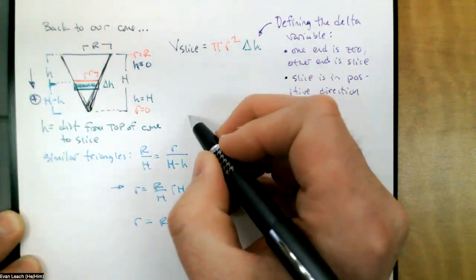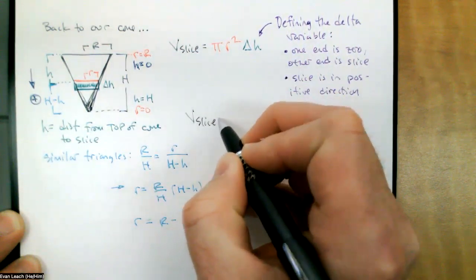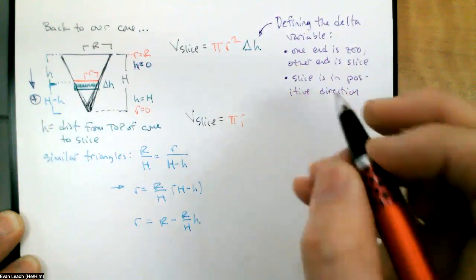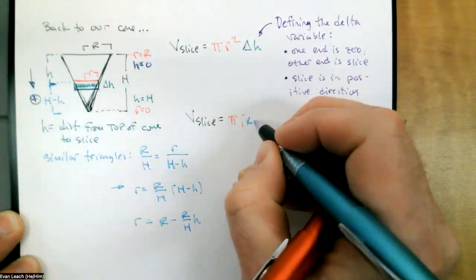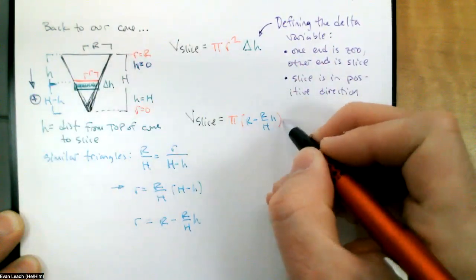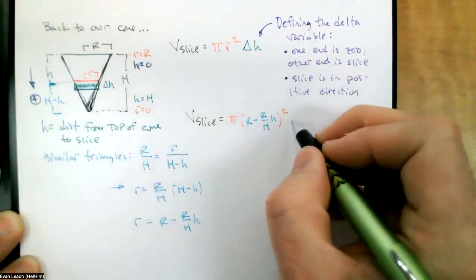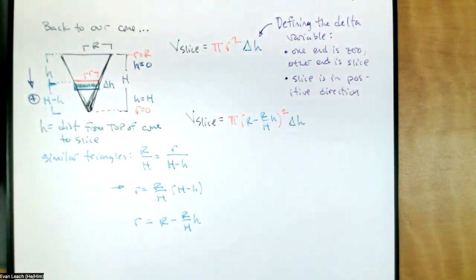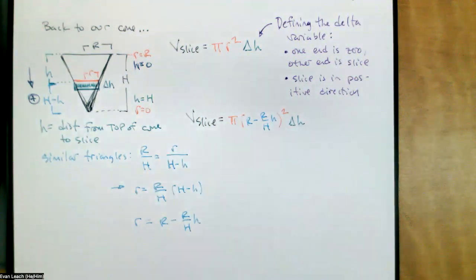But now we have an expression for the volume of the slice. It's going to be pi times the radius squared times the delta variable. Here's the volume of the slice. We want to translate this into a definite integral that will represent the total volume. And we just need to evaluate the integral at all the values of h.